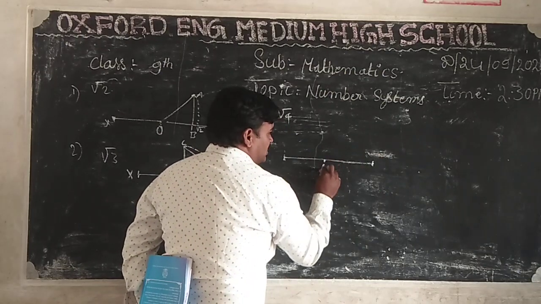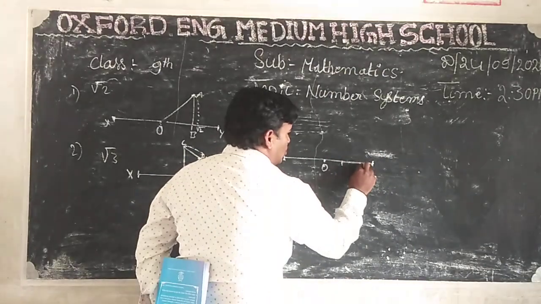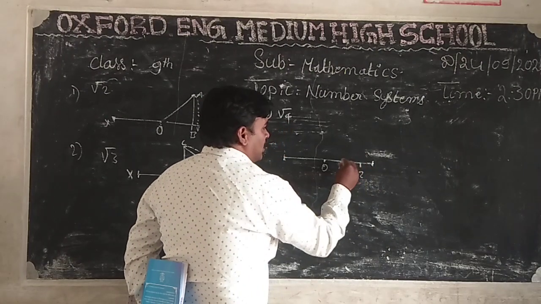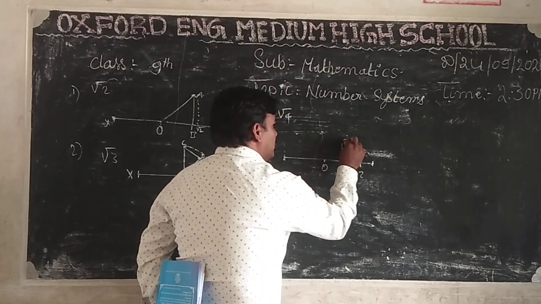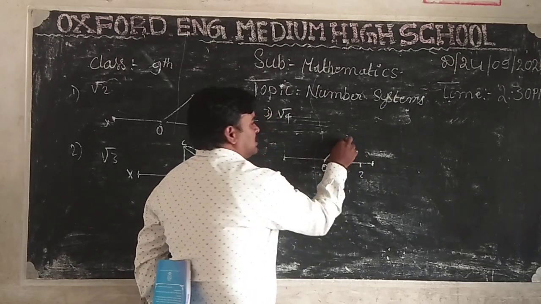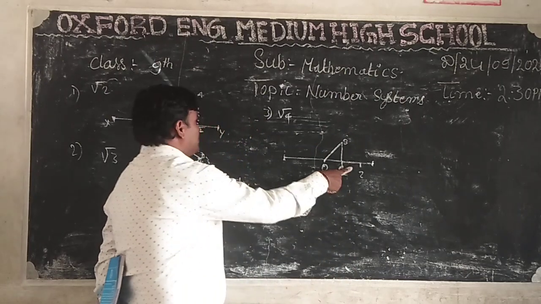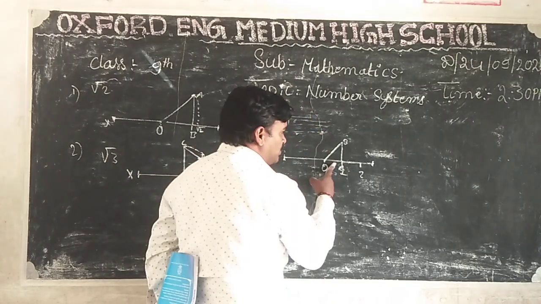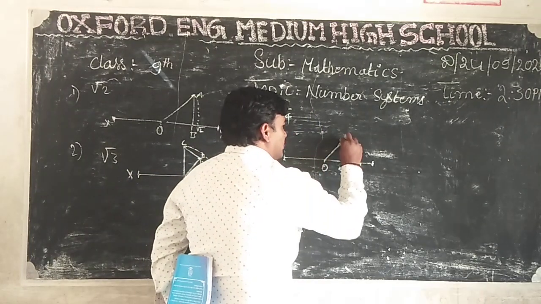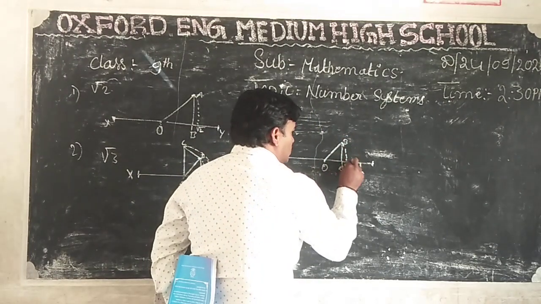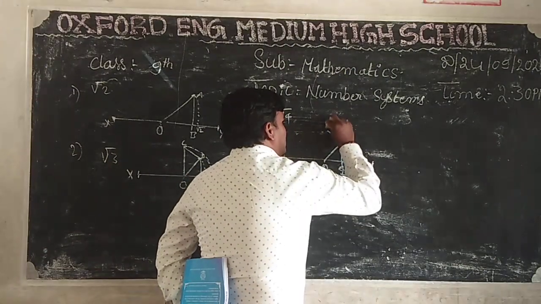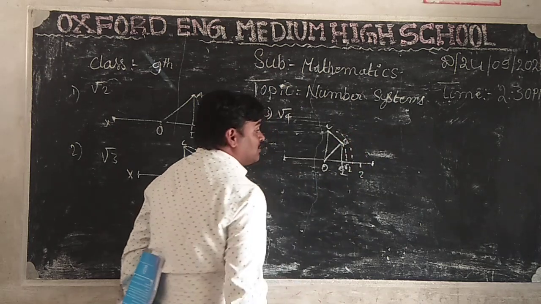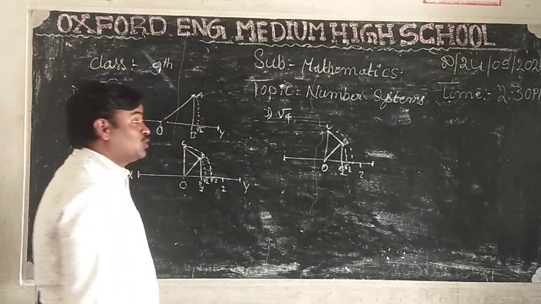So, same 0, 1 unit, 2 unit. This is called A, and this one unit is B. Take the same steps as for locating root 2, the same procedure, you follow here. OB drag the line, this is root 2, and B to C, this is root 3, and the last step is root 4.